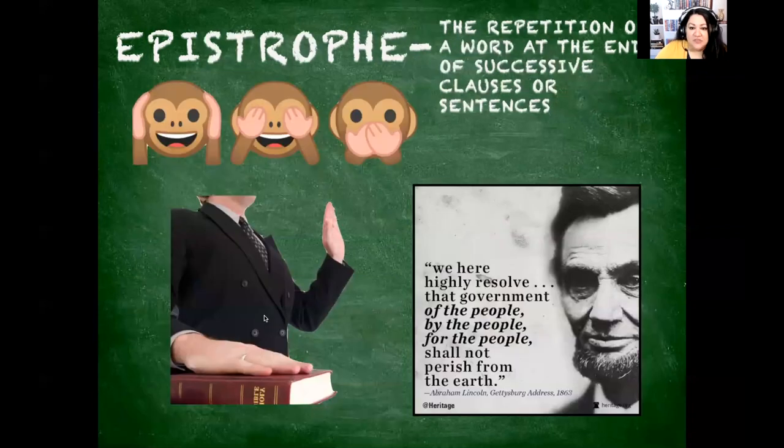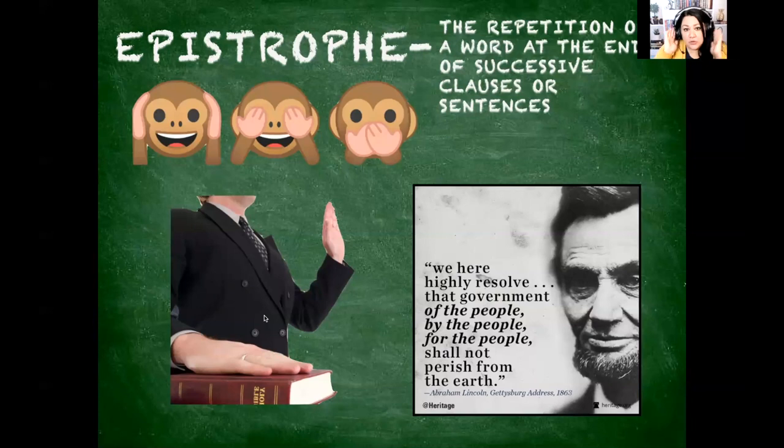Epistrophe. Oh, I don't have an animation for that. You don't get to guess. Sorry. The repetition of a word at the end of successive clauses or sentences. So anaphora was at the beginning, like A is at the beginning of the alphabet. Epistrophe is the repetition at the end of a line.